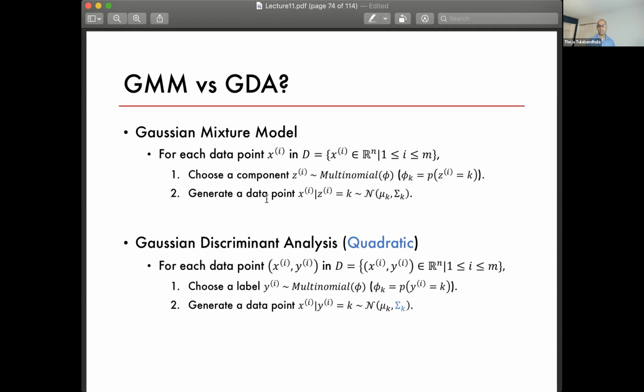Okay? That's the GMM process. In GDA, we actually got xi's and yi's, and so we hypothesized that yi's are first generated according to a multinomial distribution, and then xi's given yi's come from the appropriate normal distribution. Any questions here? Okay. So they are almost identical, and the question is which is a harder learning problem, and why? And we'll briefly try to answer that in the next 20 minutes or so. Okay?